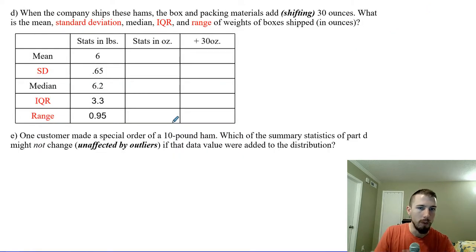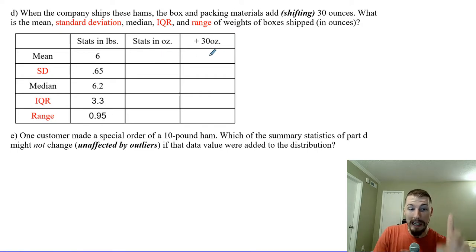All right, but what about when we shift? Anyway, we're going to shift in this one. So the company ships these hams, and the boxes and the packing material add 30 ounces. So we're shifting by adding 30 ounces to every data value. What is the mean, standard deviation, median, IQR, and range of the weights of the boxes shipped in ounces? So take it from what we had in ounces, and now we're going to add 30 ounces to everything.